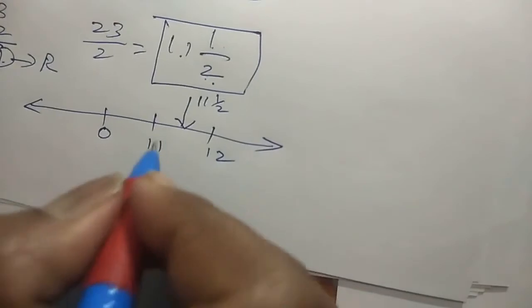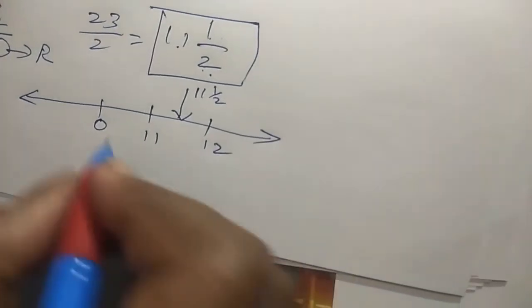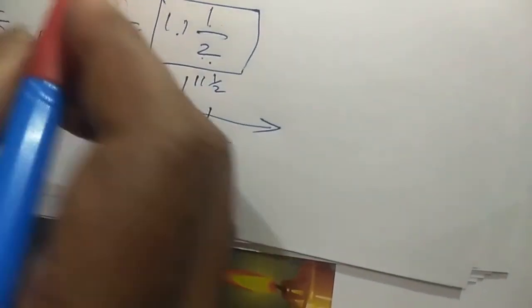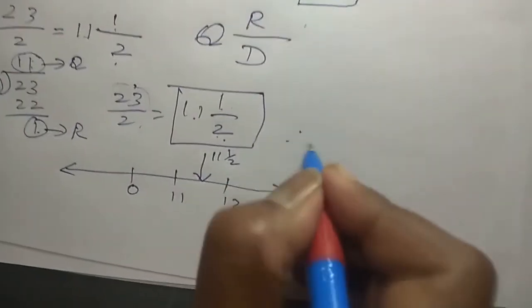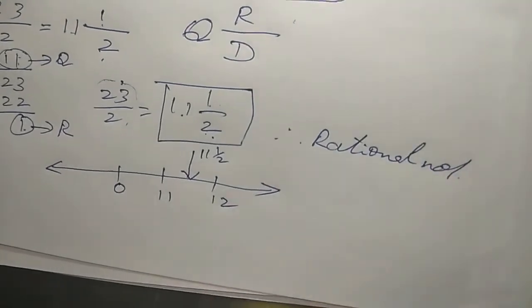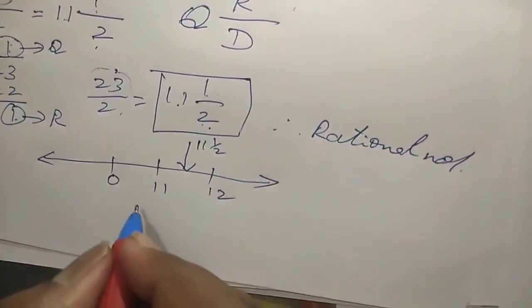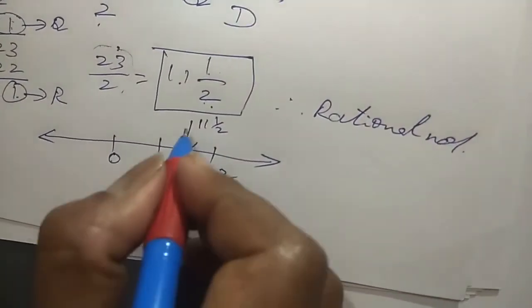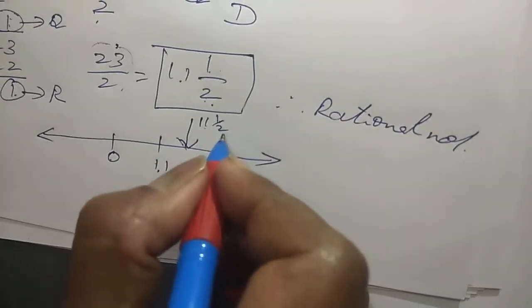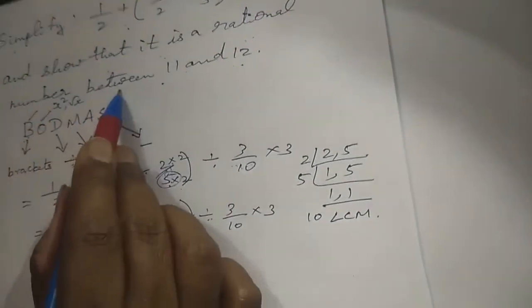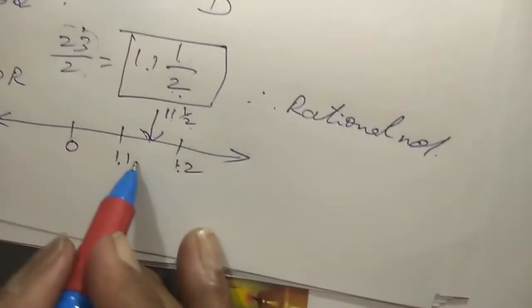So we have shown that it is a rational number, that is 23 by 2 or 11 1 by 2, because it is a fraction. Therefore it is a rational number, we have said it. Draw a diagram with 0, 11 and 12, and 11 1 by 2 lies between 11 and 12. So we have proved that it is a rational number, and that it lies between 11 and 12.